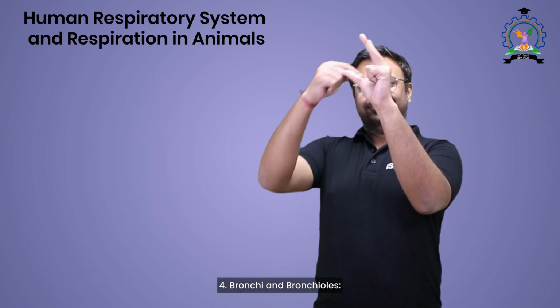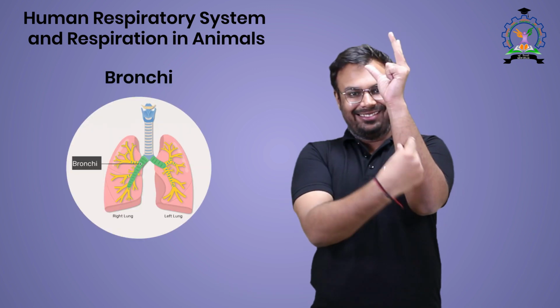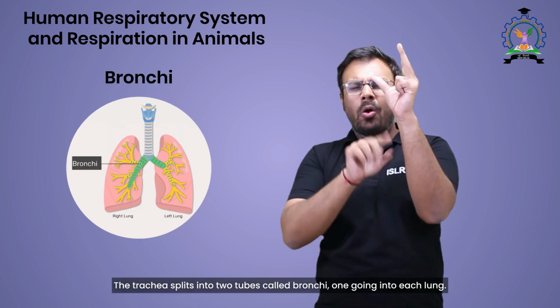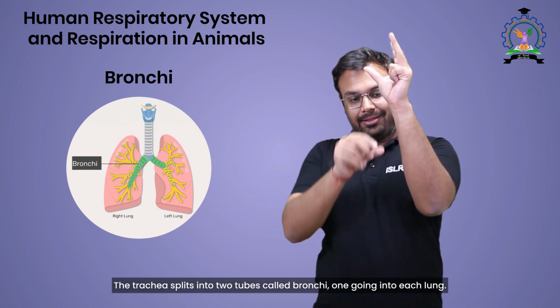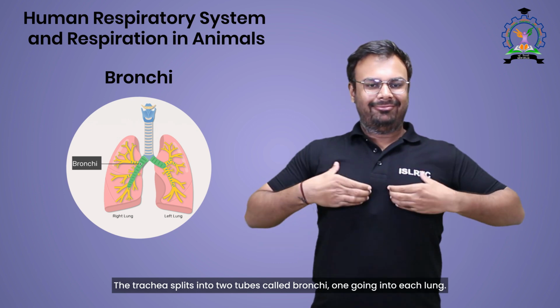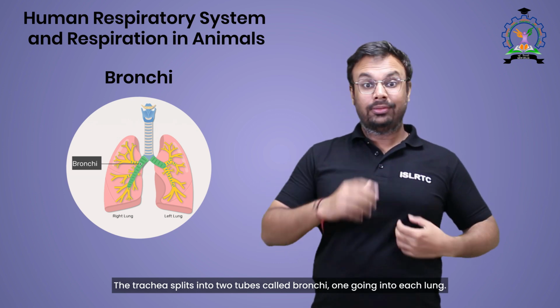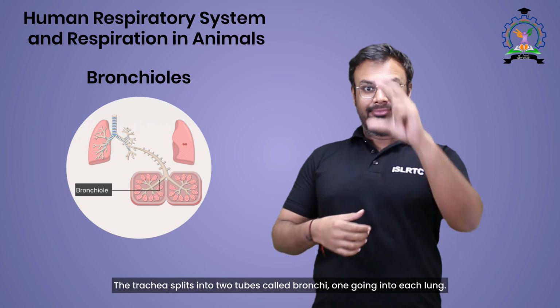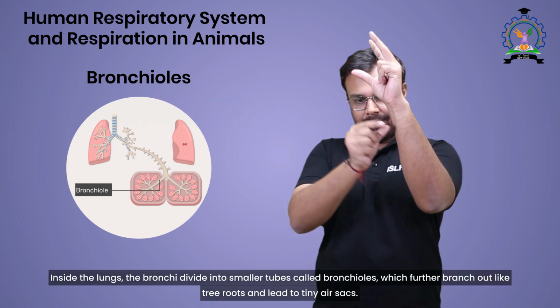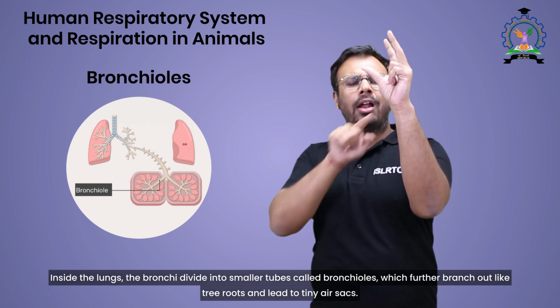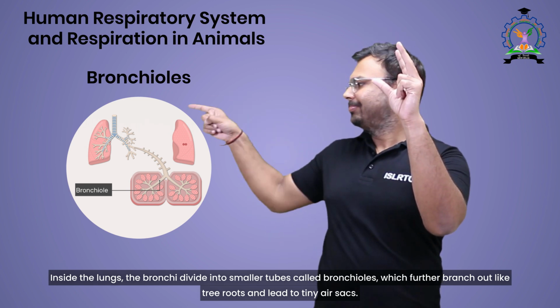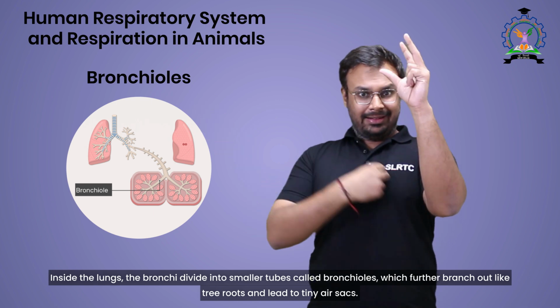4. Bronchi and bronchioles. The trachea splits into two tubes called bronchi, one going into each lung. Inside the lungs, the bronchi divide into smaller tubes called bronchioles, which further branch out like tree roots and lead to tiny air sacs.